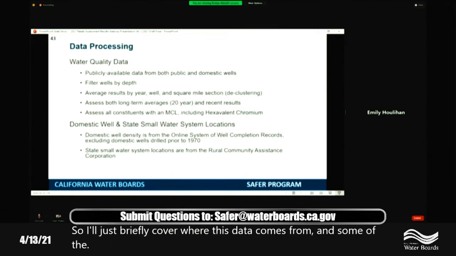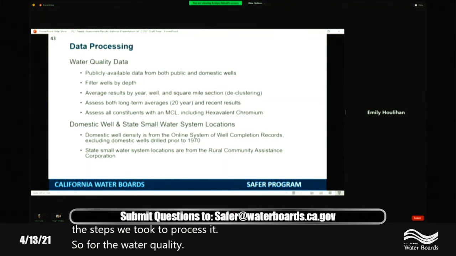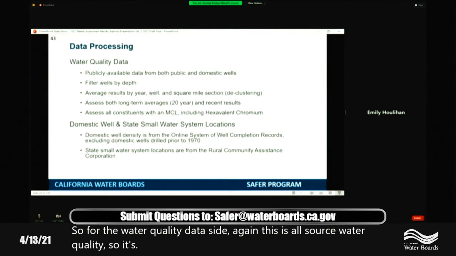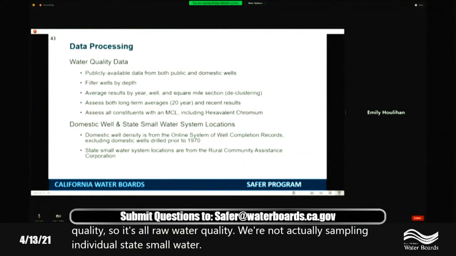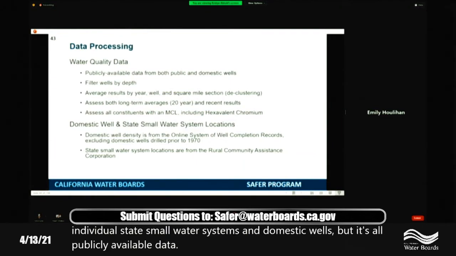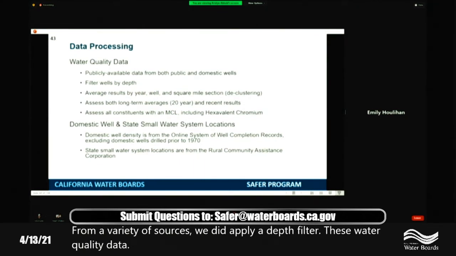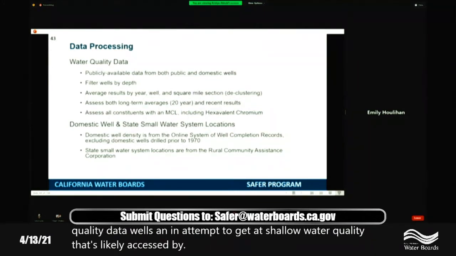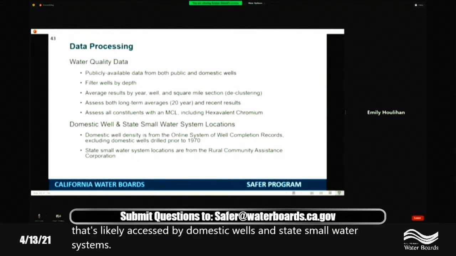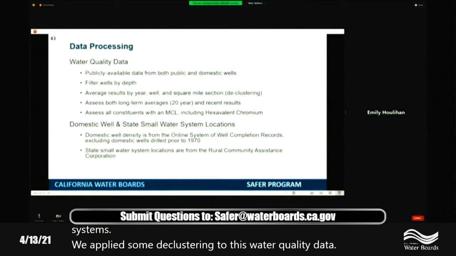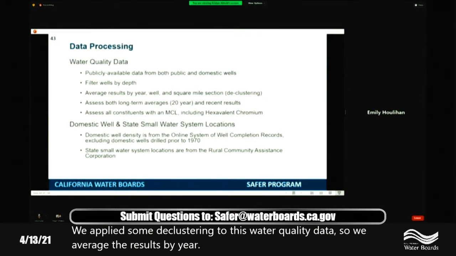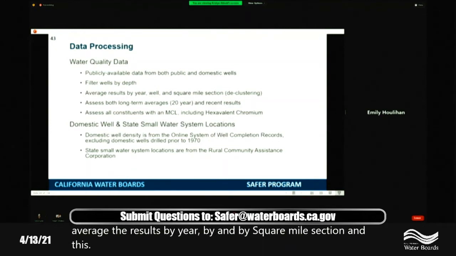So I'll just briefly cover where this data comes from and some of the steps we took to process it. For the water quality data side, this is all source water quality, so it's all raw water quality. We're not actually sampling individual state small water systems and domestic wells, but it's all publicly available data from a variety of sources. We did apply a depth filter to these water quality data wells in an attempt to get at shallow water quality that's likely accessed by domestic wells and state small water systems. We applied some declustering to this water quality data. So we averaged the results by year, by well, and by square mile section. And this is just to account for variations in sampling in time and space.